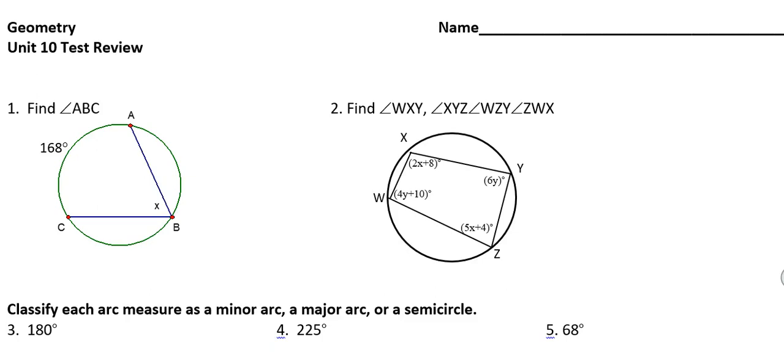In this video, we're going to go over the Unit 10 test review. So first of all, for number 1, we're trying to find angle ABC, and that's X down here. That's what this angle is right here. We first need to know that the angle is equal to the arc divided by 2. We're given the arc here, so to find angle ABC, we take 168 and divide it by 2, and that is 84 degrees.